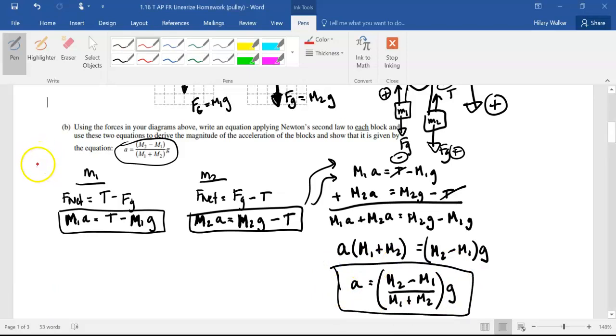Okay, so our points for this are out of 3 points. You get 1 point for correctly setting up F net for block M1, and 1 point for correctly setting up F net for block 2. And then you get 1 point for combining the 2 equations and then correctly solving for acceleration. So there's your 3 points.